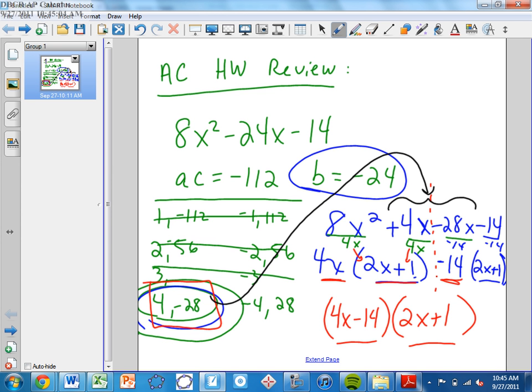Do you try to find the greatest common factor in AC or B? Once we get to here, we find the greatest common factor of the left part of the equation and the greatest common factor of the right part. We group these two together, and then we group these two together. It's called the grouping technique. You find the GCF of these two, and that's 4x. The GCF of these two is negative 14.